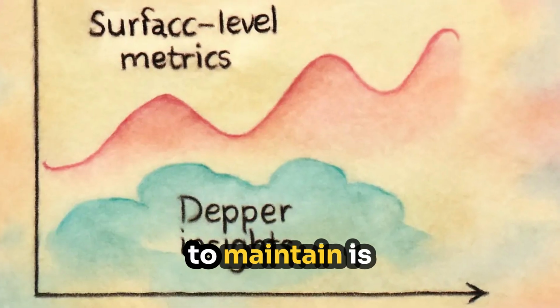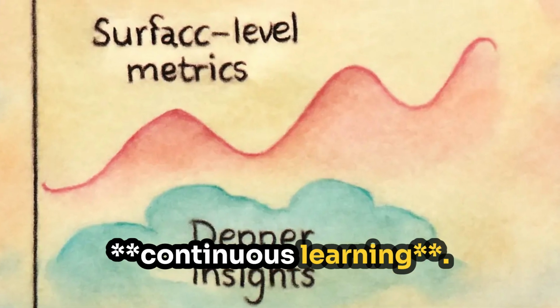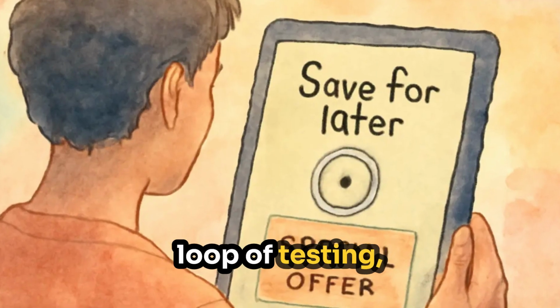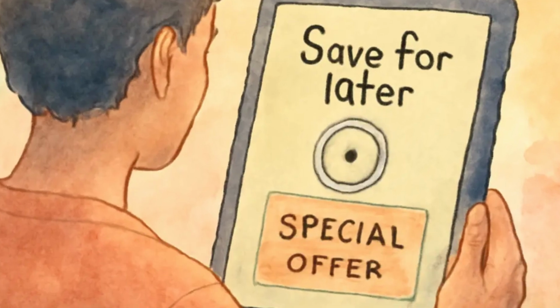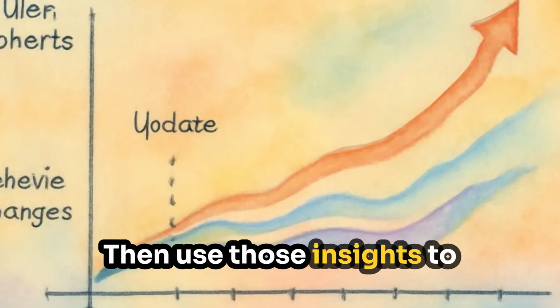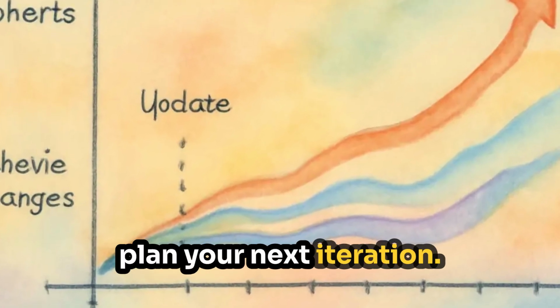One key mindset to maintain is continuous learning. Iteration isn't a one-time event. It's an ongoing loop of testing, analyzing, and improving. After each cycle, ask 3 questions. What did we learn? What worked? What didn't? Then use those insights to plan your next iteration.